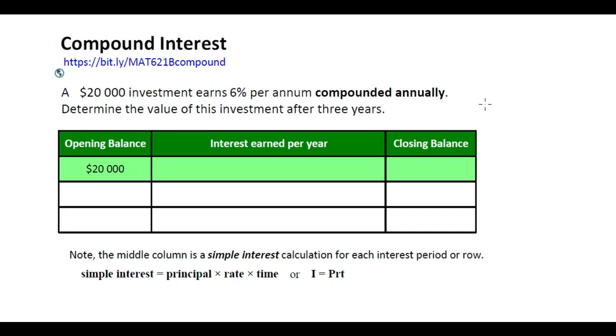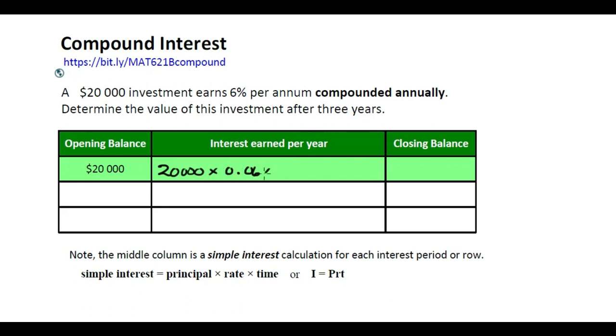So let's look at it. And down below here, just to make note before I forget, this middle column calculation we're doing here is just our simple interest calculation that we saw earlier in the video. So the first row is exactly the same, simple interest. We have our $20,000 investment, and we're going to multiply that by our annual rate of 6%.